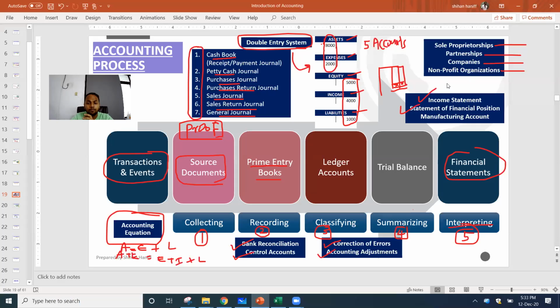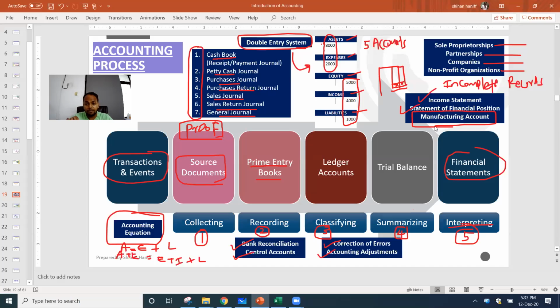And not only that, there is something called incomplete records. So if there is any incomplete records, that also we need to consider. Right? So other than these special two financial statements, we will learn the manufacturing accounts.